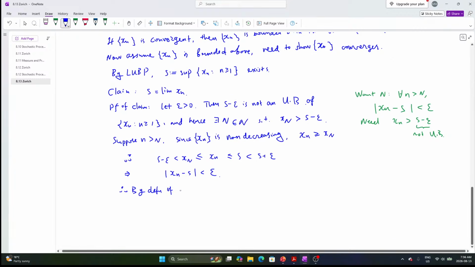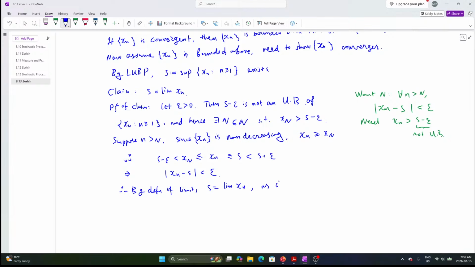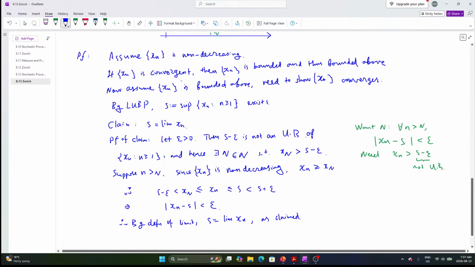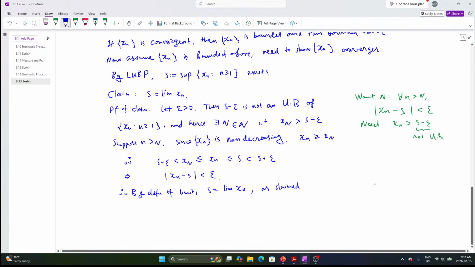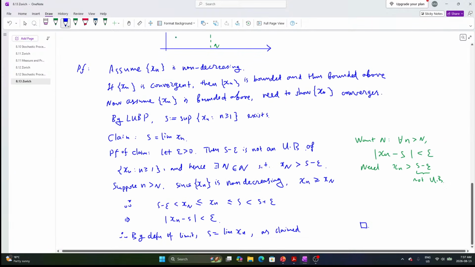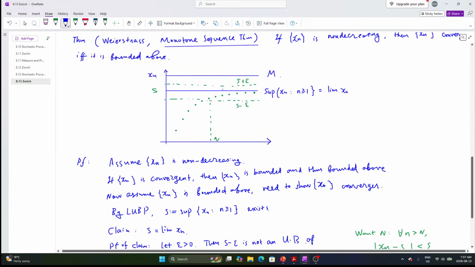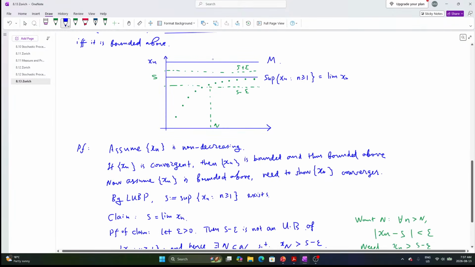of limit, s equals the limit of xn as claimed. And this completes the proof. So yeah, that's it. All right, so that's the monotone sequence theorem.